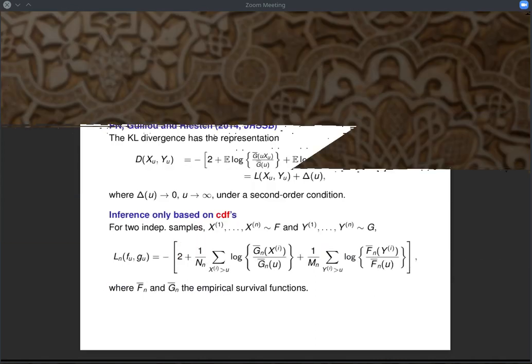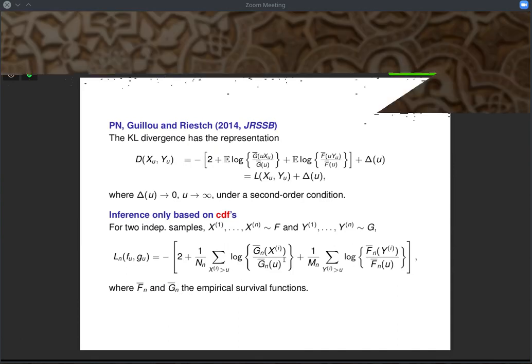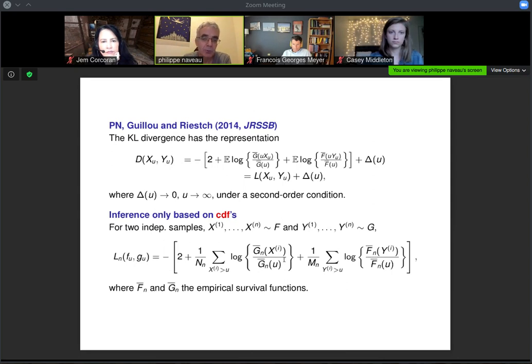If I don't want to impose a specific form on G bar, the best way in some sense to estimate it is just to take the empirical distribution, which means G bar with little n is just the empirical survival function. So it's a very simple estimator. I could have gone non-parametric with a PDF, but then I would have to use a kernel or something like that. Here, I don't even have to do that. I just plug in the empirical survival function for G bar and F bar.